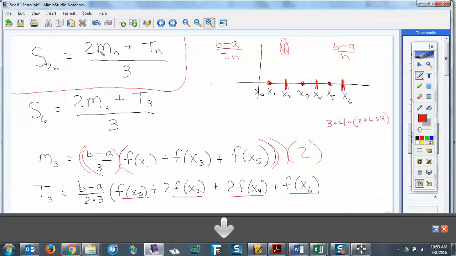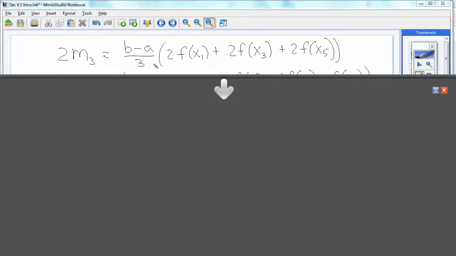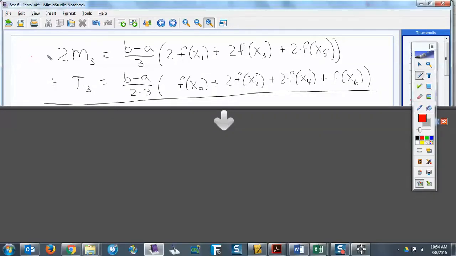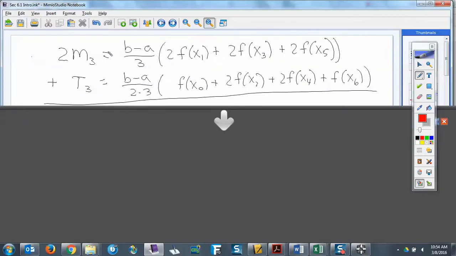Because I'm trying to take 2 times my midpoint, I'm going to take 2 times this. So I'm just going to distribute this 2 into here. I'm going to leave this out here. You okay with that? So I'm going to take this 2 and go through those. So now that gives me this. So my 2 M3s I've distributed, I got my 2's in there. Now I want to add that to that. I'm just trying to add 2 M3s plus a T3. So I want to add this to this. Now, when I add these together, the problem is these aren't the same.